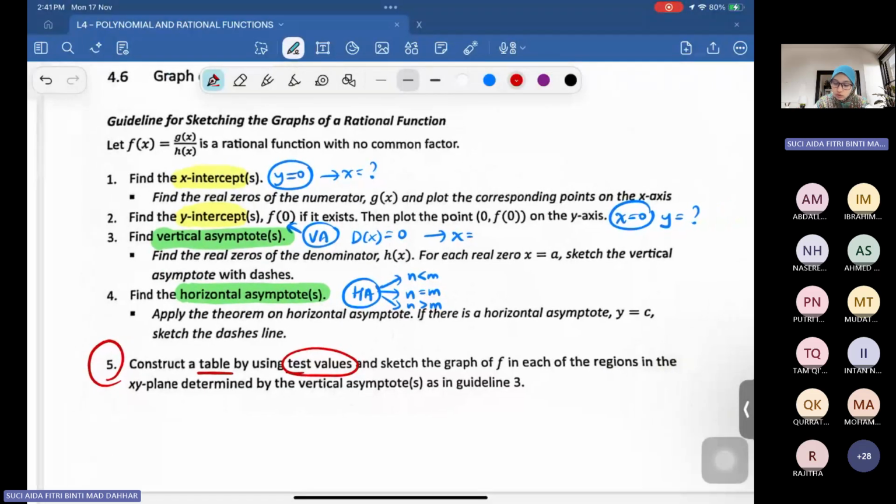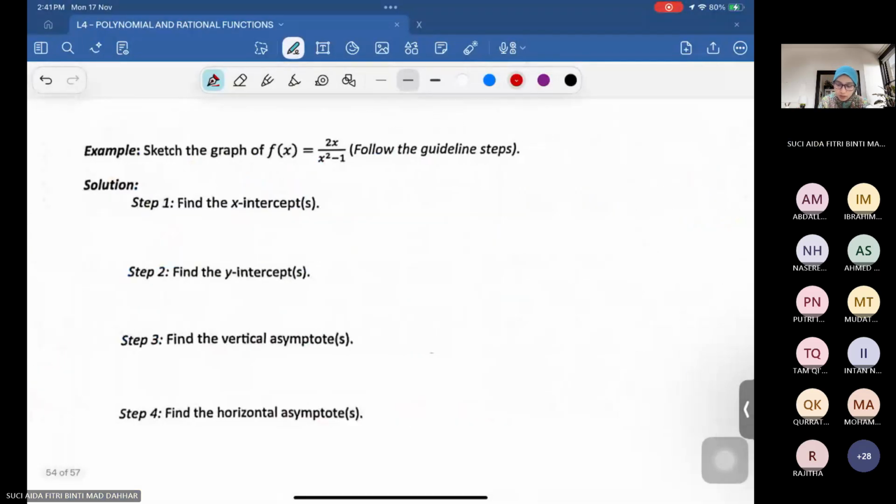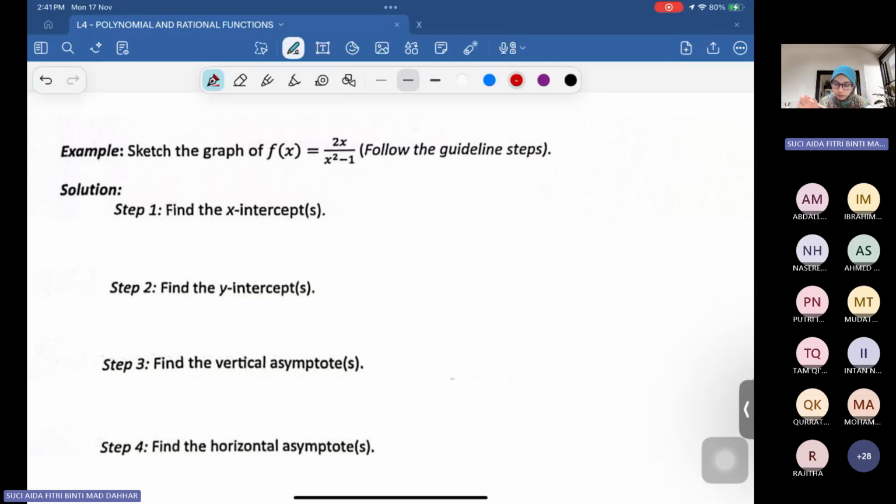Let me show you with an example. Let's look at this example. Sketch the graph of 2x divided by x squared minus 1. So let's do it step by step. Step number 1, let's get the x-intercept. How do we get the x-intercept, class? By taking y equals to 0.